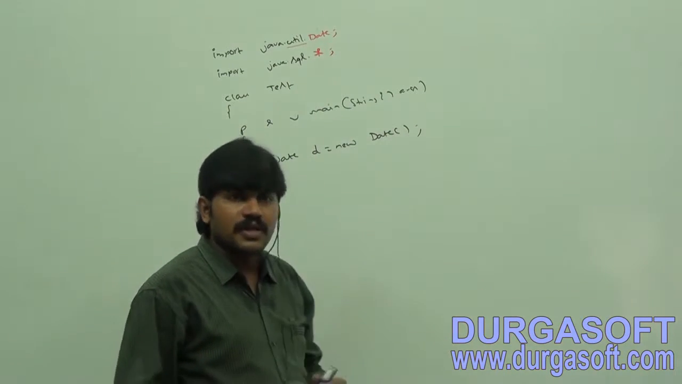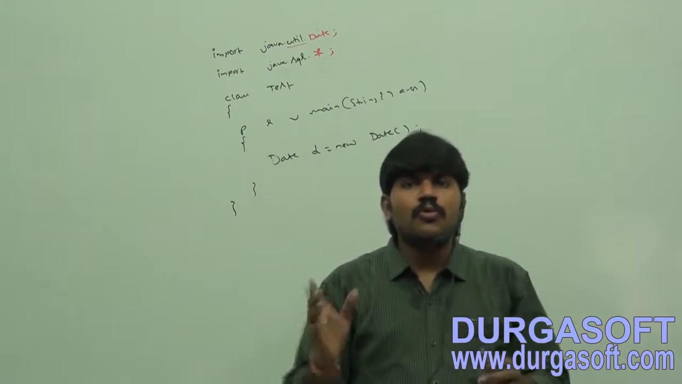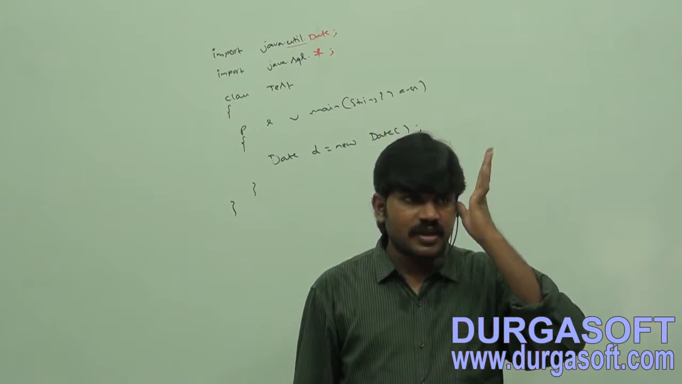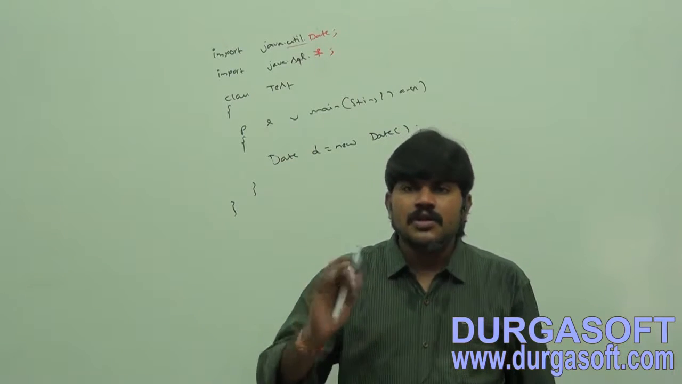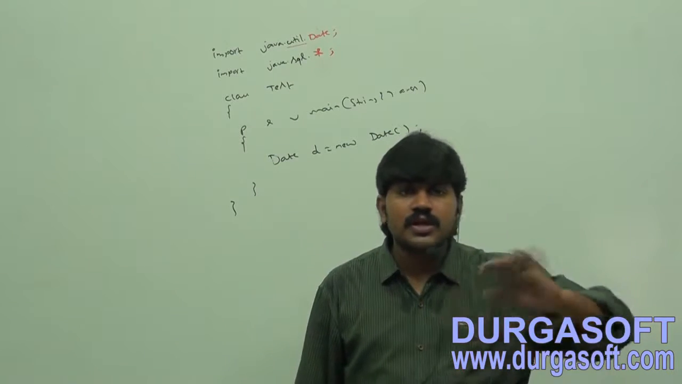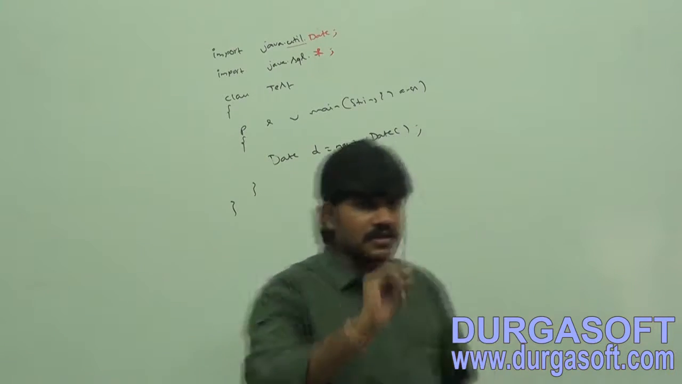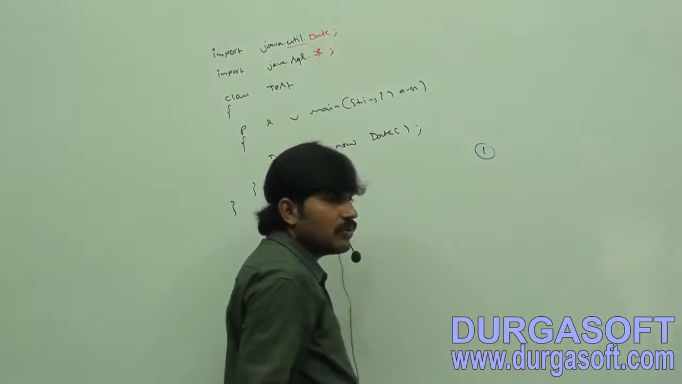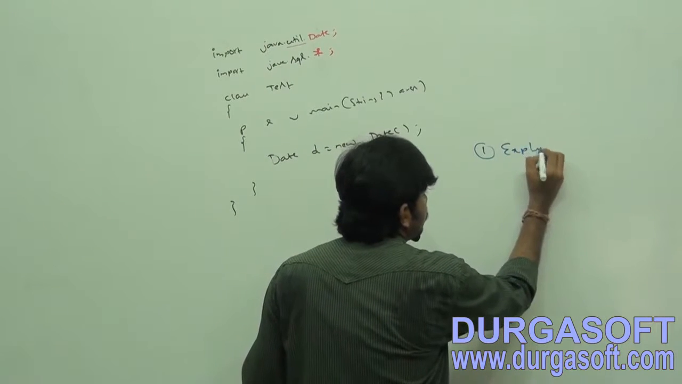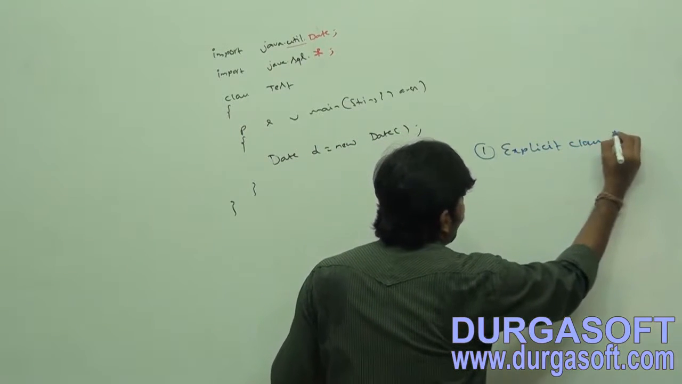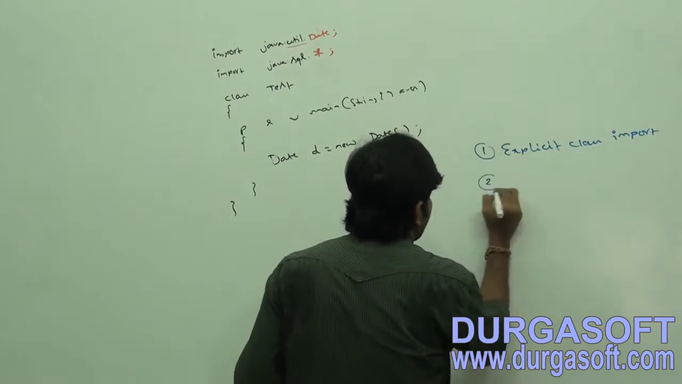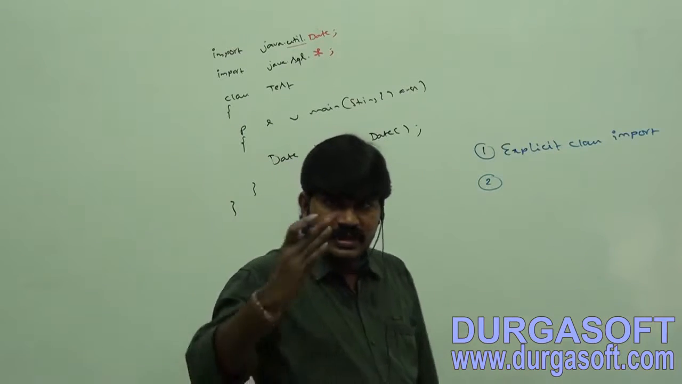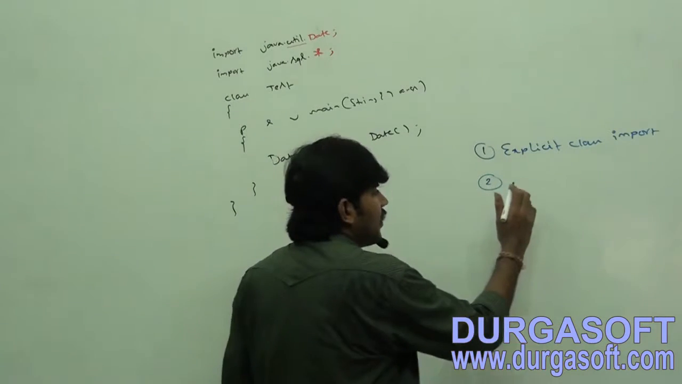This is because the compiler gives more priority to explicit class import than implicit class import. Are you getting it? While resolving class names, in which order will the compiler give priority? Remember this one. There is a clear thumb rule. So highest priority goes to explicit class import. Next level priority goes to... What is the next one?